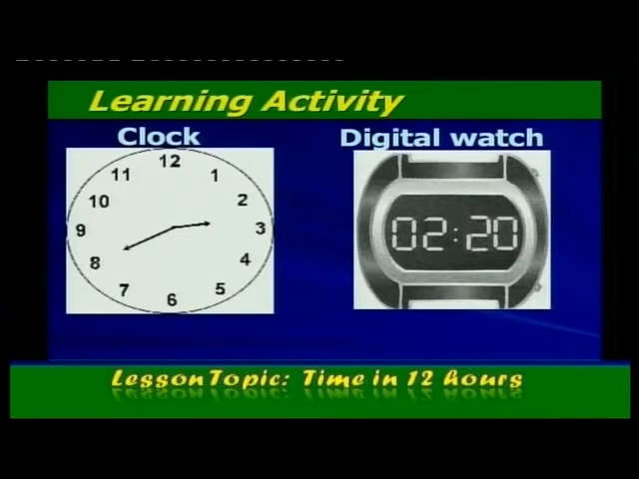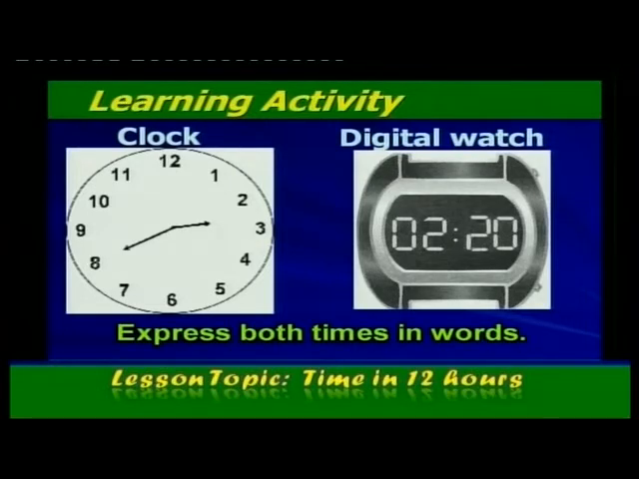All right, students, on the screen I have two clock faces. Now, our learning activity. I would like you to write the time that is given on the screen in words. Can you express those times in words? One is given in analog time and the other one is given in digital time. So digital time is a watch and analog time is a clock face. Now I would like you to express those two times in words.